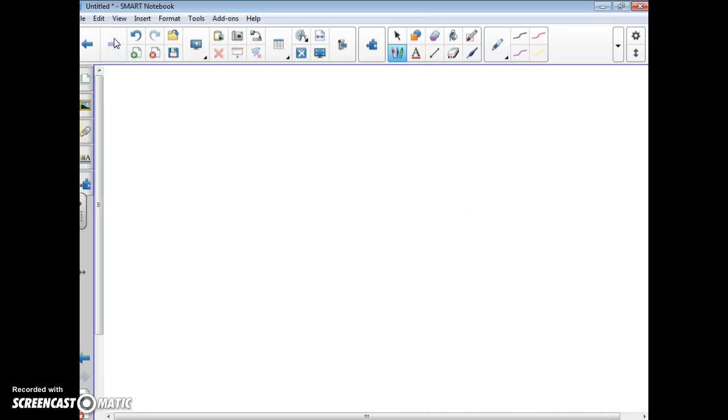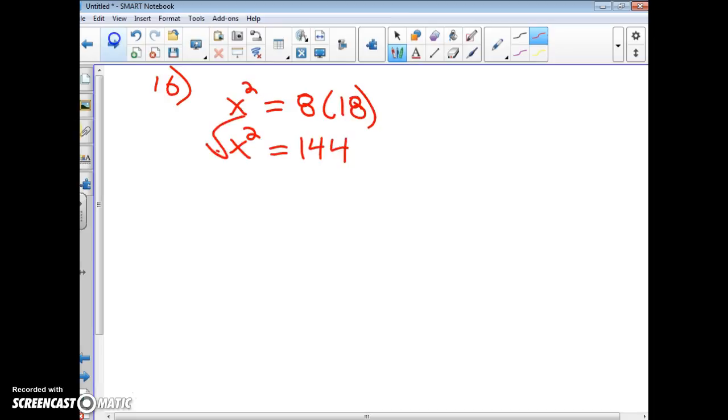Number 16 is a property as well. I have a tangent and secant line meeting. Again, you can look at my solutions for this and see how the property folds out. I'm just going to start with the numbers. So I'm going to start with x squared equals 8 times 18. Doing that, I'm going to get x squared equal 144. To solve it, I'm going to take the square root of both sides. X equals 12.